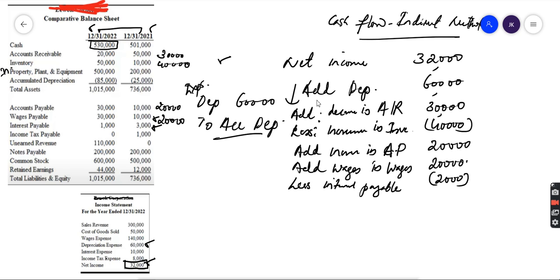Income taxes payable was 1,000, but we paid. Okay, less income taxes payable. So that's again another decrease.